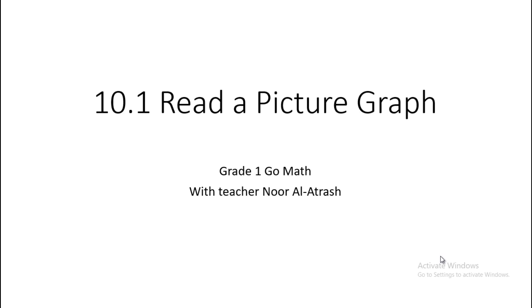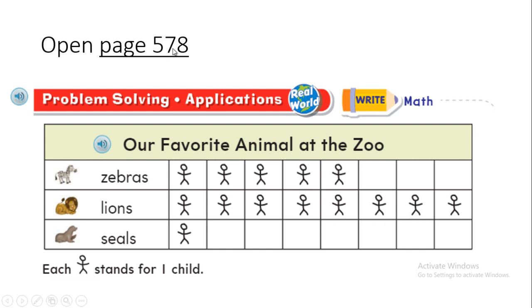Hello students, teacher Noor again, and we are going to continue explaining lesson 10.1, how to read a picture graph. Open with me page number 578, and you can see in front of you a picture graph. But this picture graph is about what? We can read the title of the picture graph on the top here, our favorite animal at the zoo.